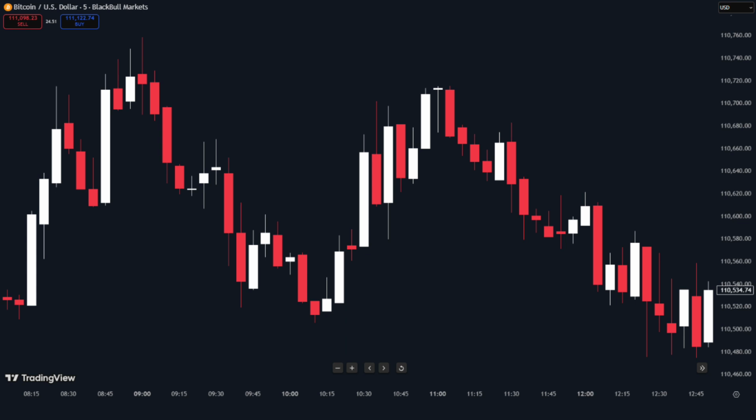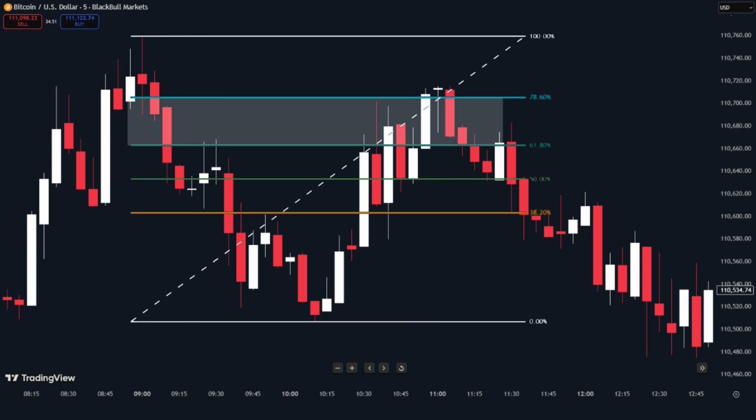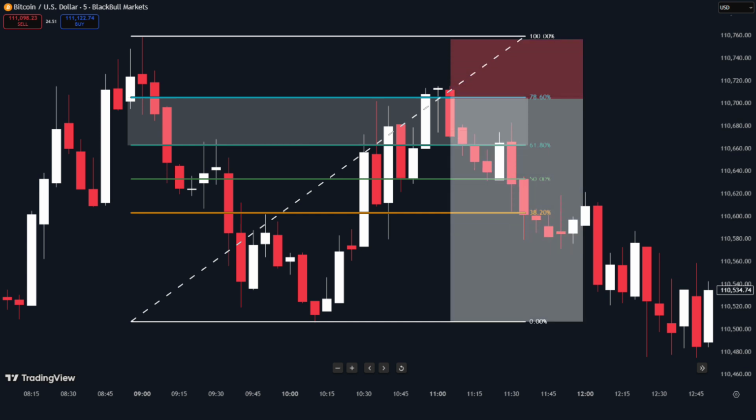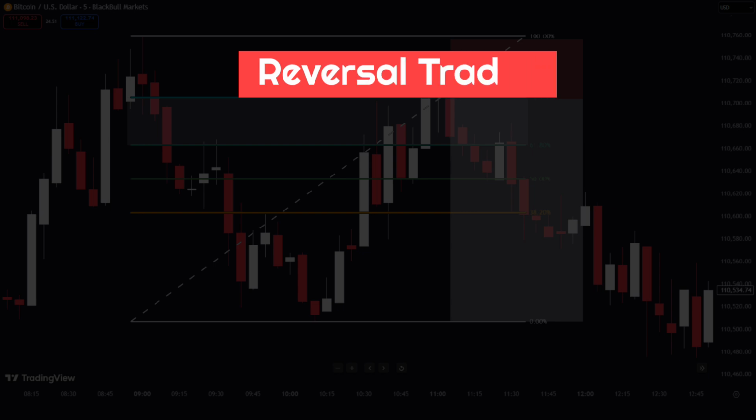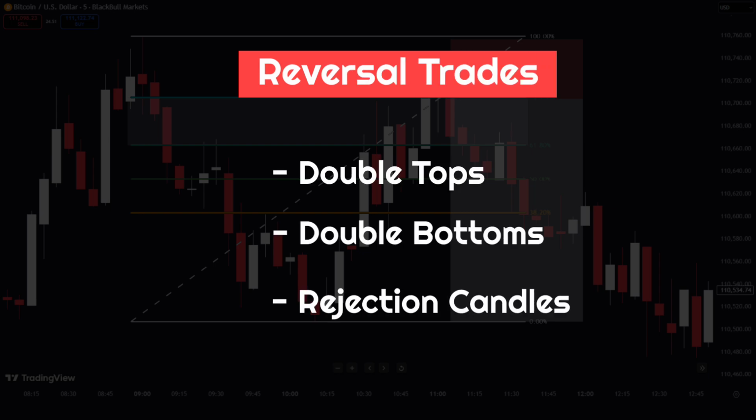For continuation trades, focus on deep pullbacks to 61.8 and 78.6% levels, place limit orders, and target the swing high or low. For reversal trades, look for double tops, double bottoms, and rejection candles around Fibonacci zones, and combine that with confirmation from multiple time frames.